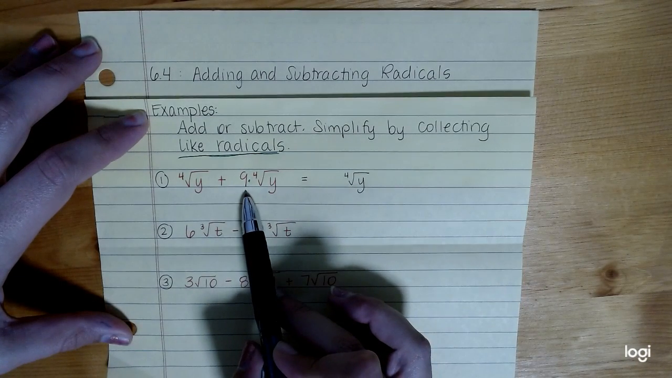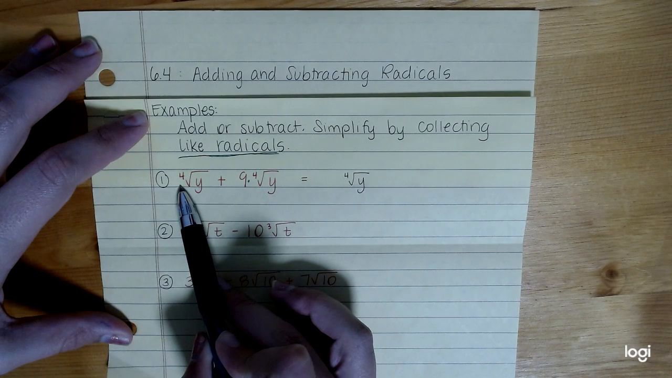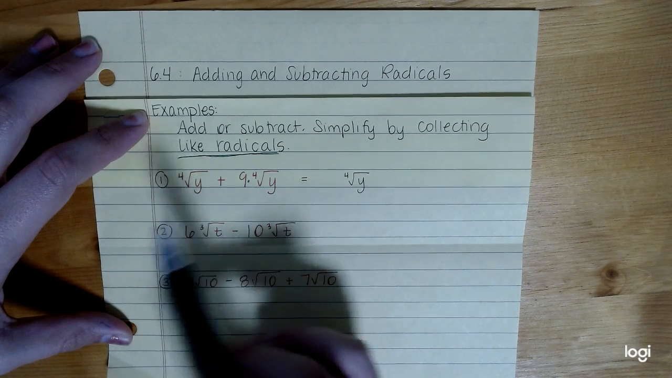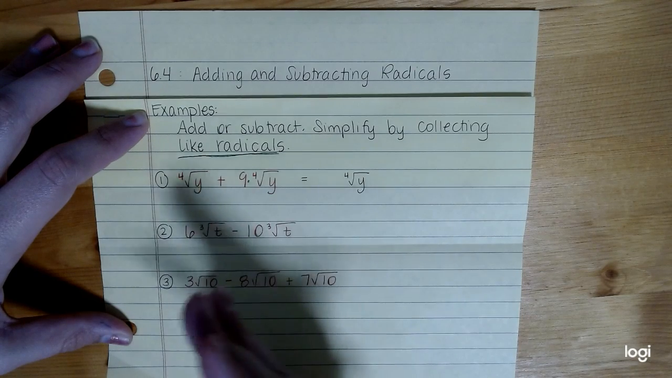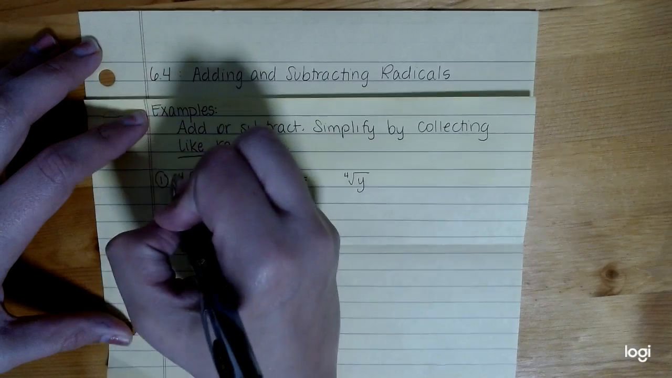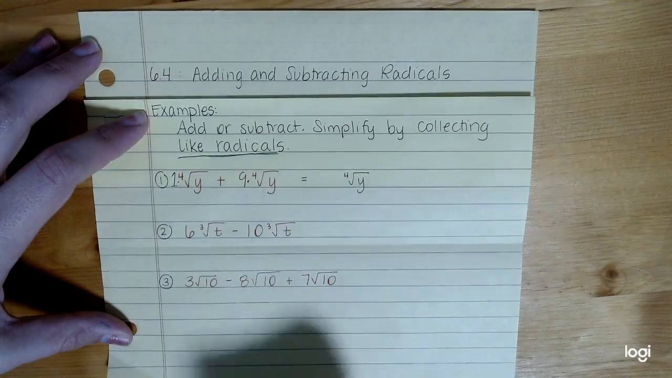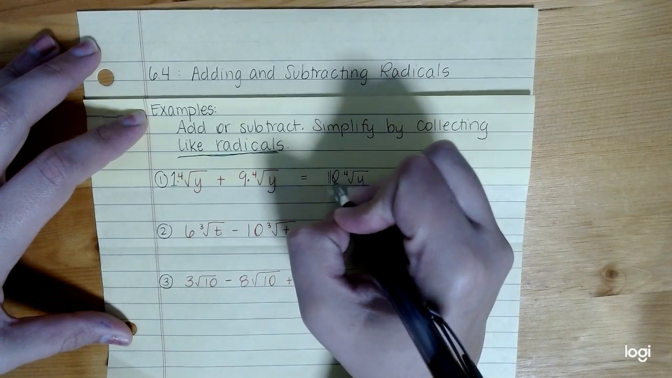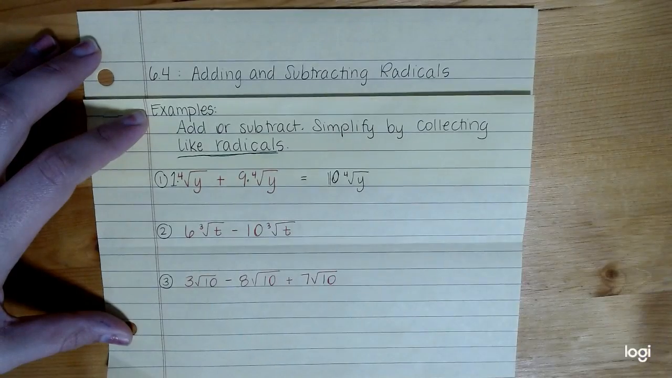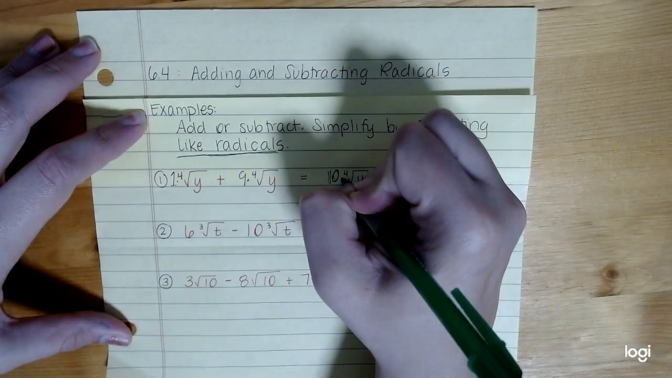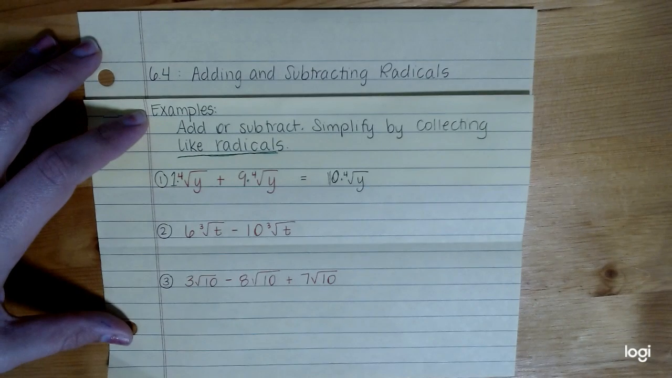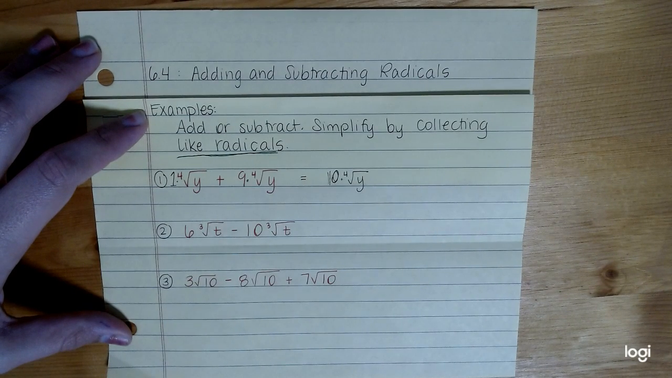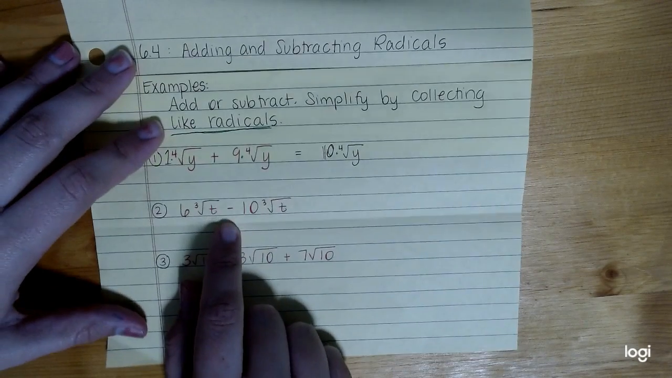So this is 9 fourth roots of y, and this coefficient, just like in our like terms with variables, if we just have one standing on its own, we understand that coefficient is a 1. So 1 plus 9 is going to be 10. So that is 10 fourth roots of y. And if it makes you feel more comfortable, you can definitely put your multiplication symbol in between the two of those. But just like with variables and their coefficients, we typically don't express that multiplication. It is understood.